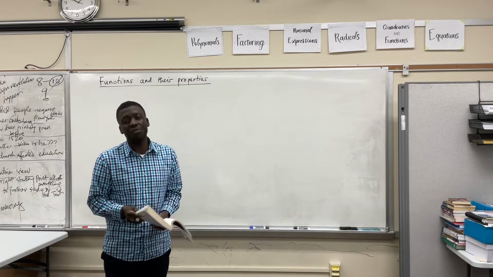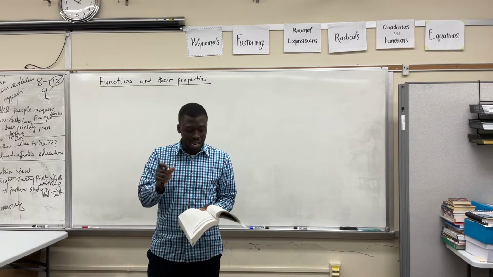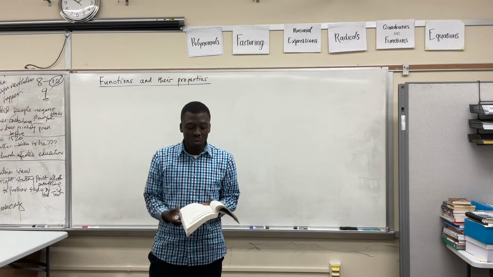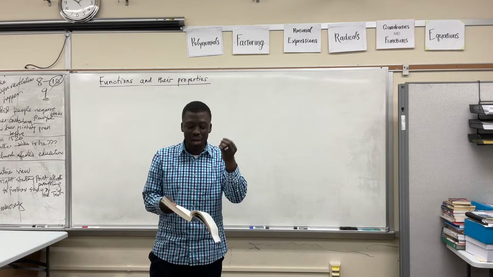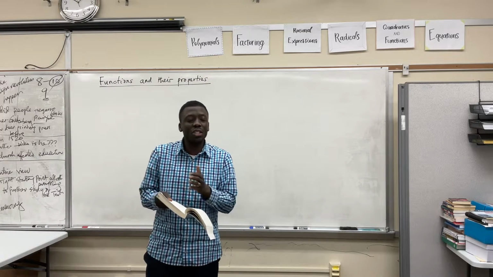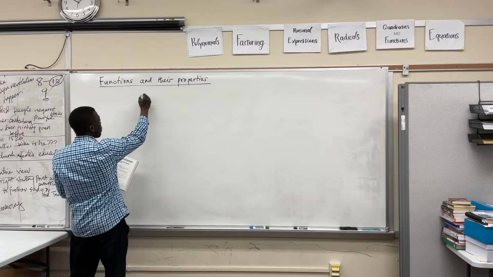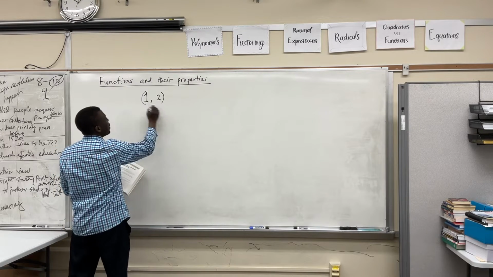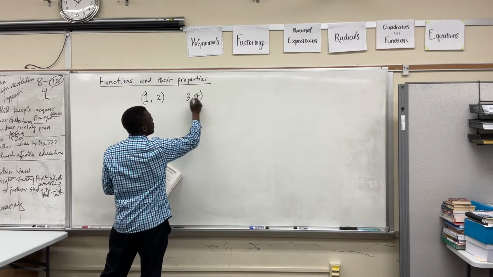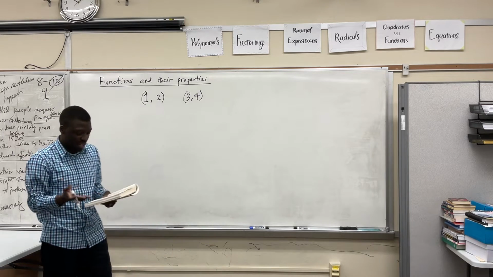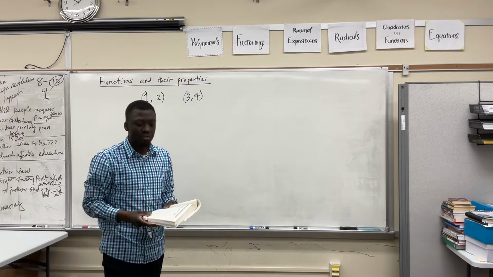So relations and functions. A function has a specific definition, which is more restrictive than what a relation is. A relation is simply a set of points. So if somebody were to write down 1 and 2, and 3 and 4, these are just relations. It could be anything for those values.